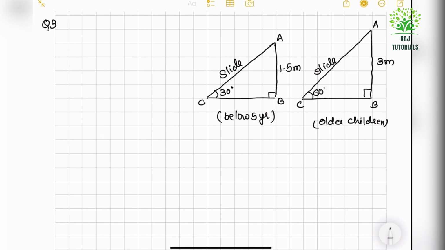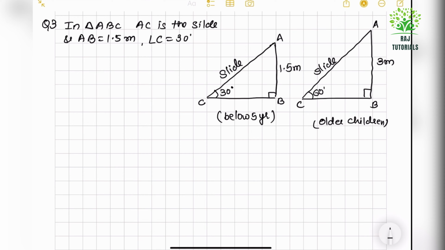Now, in the third question, it says a contractor plans to install 2 slides for the children to play in a park. For the children below the age of 5 years, she prefers to have a slide whose top is at a height of 1.5 meter. So, can I say in triangle ABC, AC is the slide and AB equal to 1.5 meter as installed, and angle C equal to 30 degree.